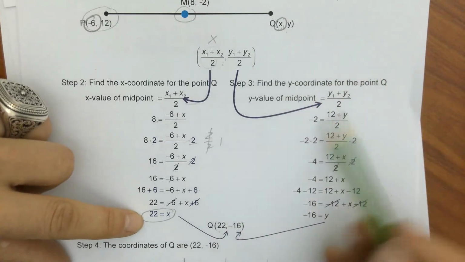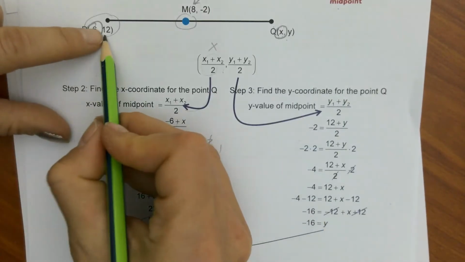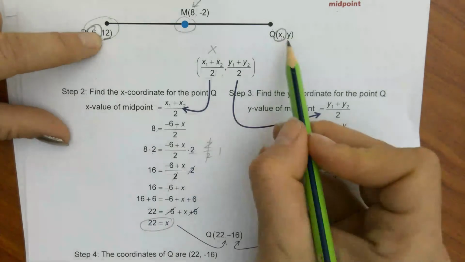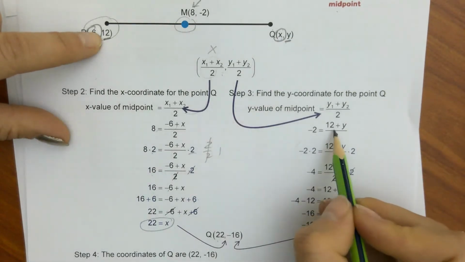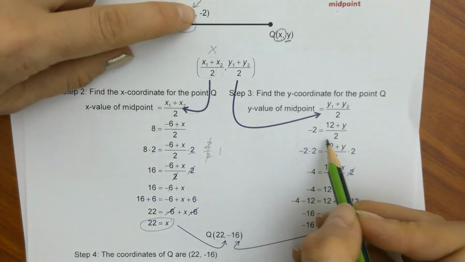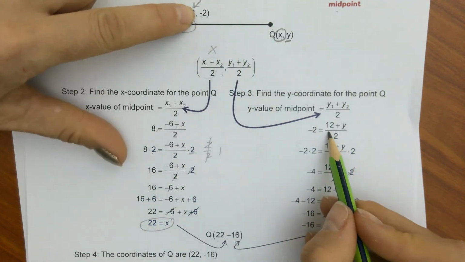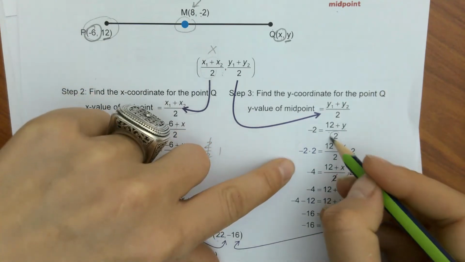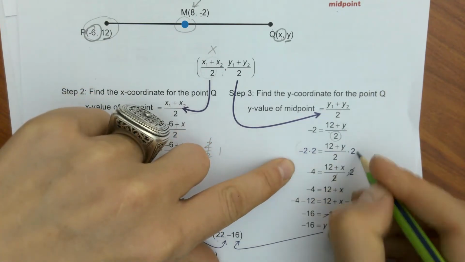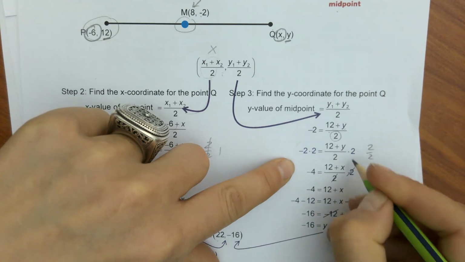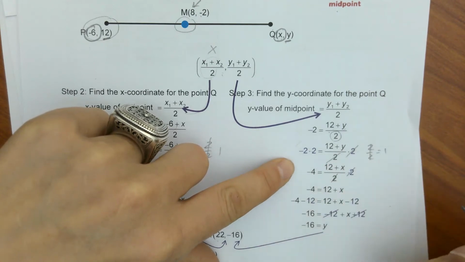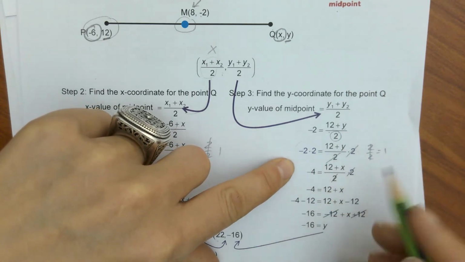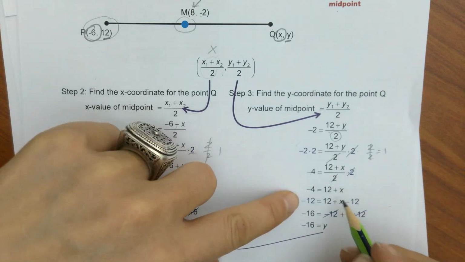Now I do the exact same thing with y. I take 12 plus y, divide by 2. And then, oh, but I already know the answer of the midpoint. The answer is going to be negative 2. So now I have to solve for y. To get rid of this 2 on the bottom, I'm going to multiply both sides by 2. Remember, 2 over 2 is equal to 1, so that's gone. And then I'm left with this.